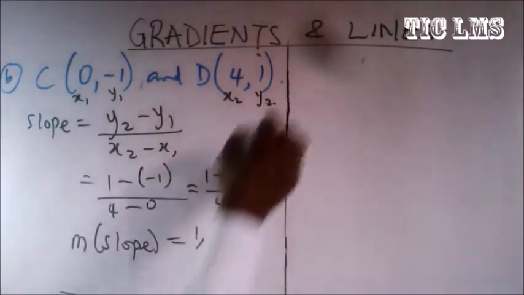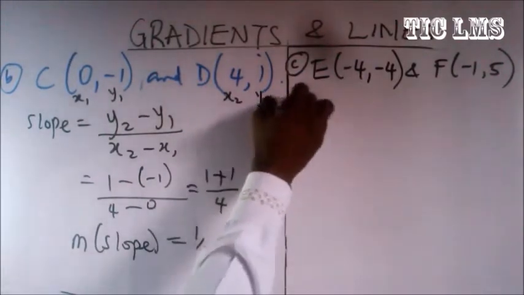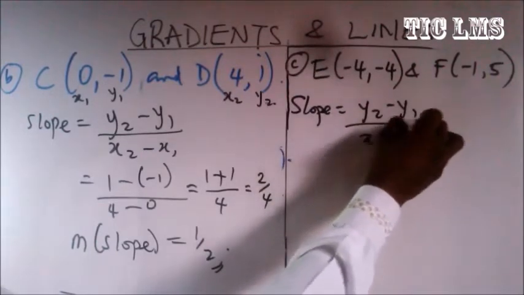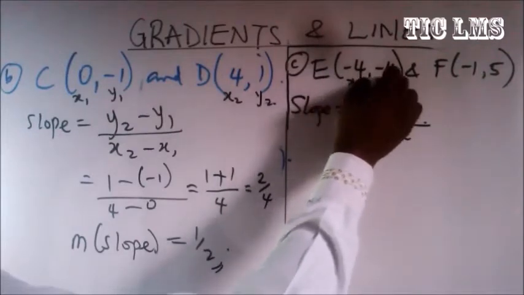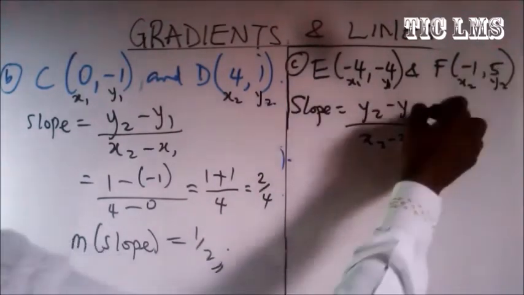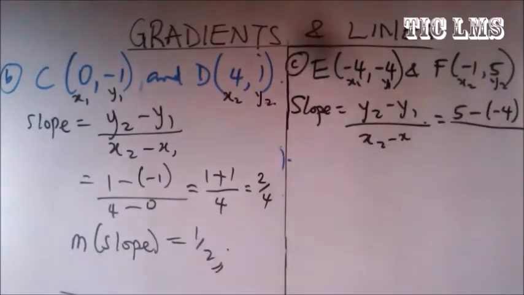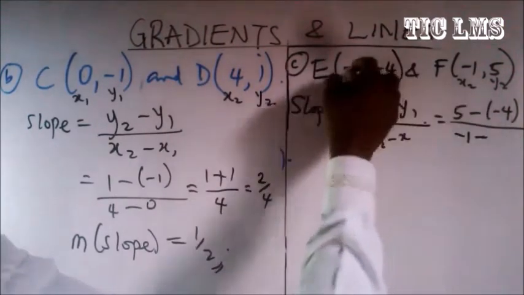The next question. Alright, so this next one we have point E, which has coordinates of (-4, -4), and point F, which has coordinates of (-1, 5). And so we use the formula where slope equals y2 minus y1 over x2 minus x1. Here is x1, y1, x2, y2. So y2 is 5 and y1 is -4, over x2 which is -1, minus -4.